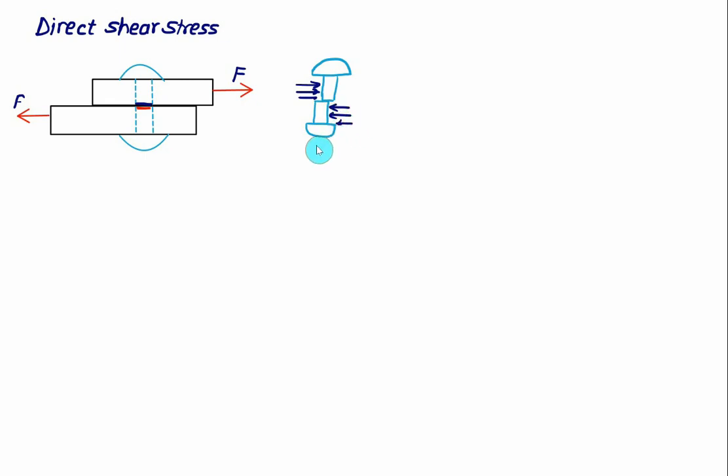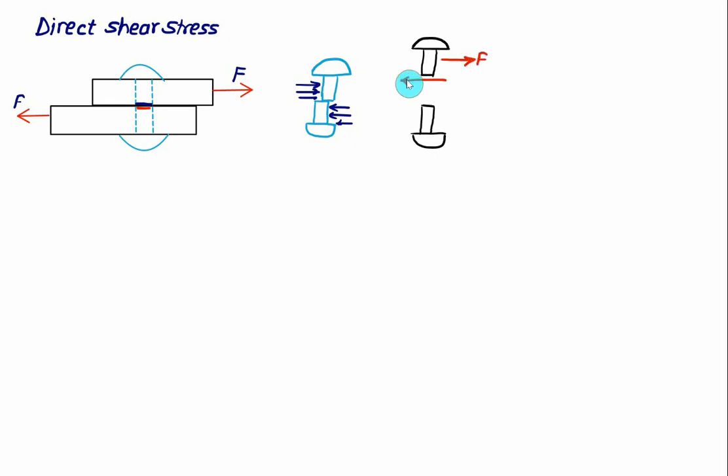And there is a development of a shear stress here. So if I separate the two halves of a rivet, we can represent the two rivets in this fashion, and it will develop a shear stress here. For the top rivet, the force is acting in the rightward direction. In that case, shear stress is produced.